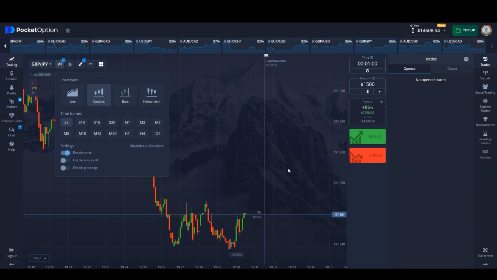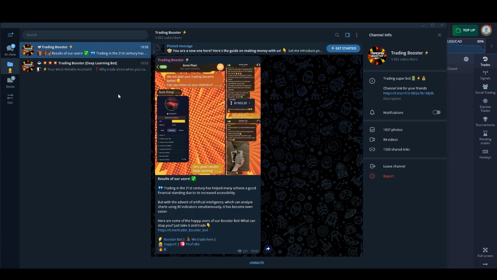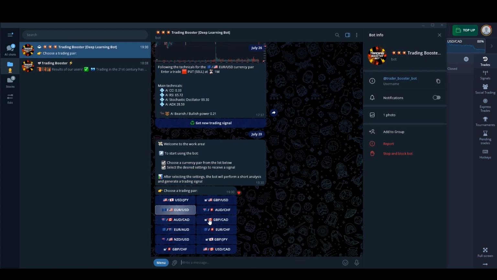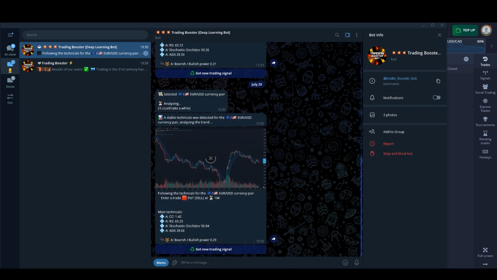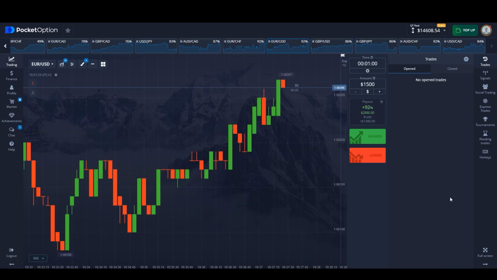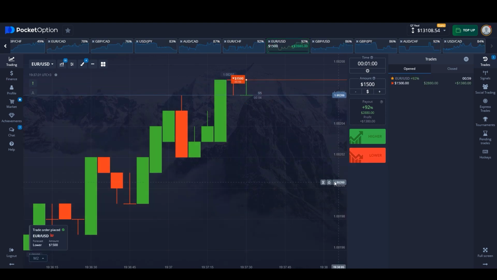I choose a currency pair, for example Euro Dollar. I go to the bot booster, I choose Euro Dollar, and the expiry time I choose 1 minute. I get a signal to sell. I wait for a new 5-second candle. On this candle I open my deal to sell.